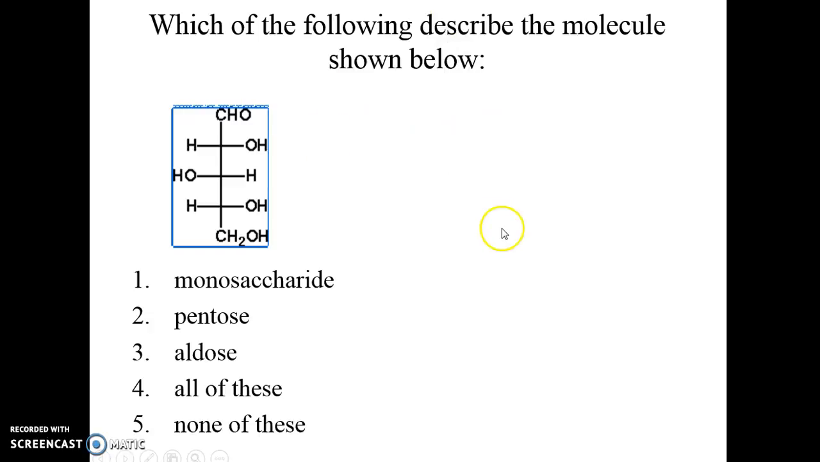If we can go through now these questions to help you see if you've learned the material. Okay, so describe the molecule shown here. If you look, it is a monosaccharide, so 1 holds true. 1, 2, 3, 4, 5, it's a pentose. That's an aldehyde group, so it's an aldose, so all of these is the correct answer.